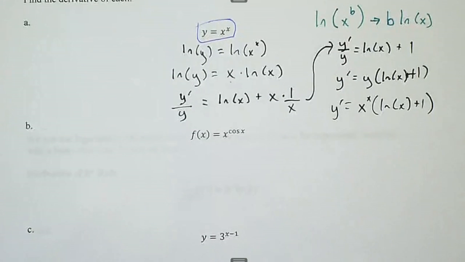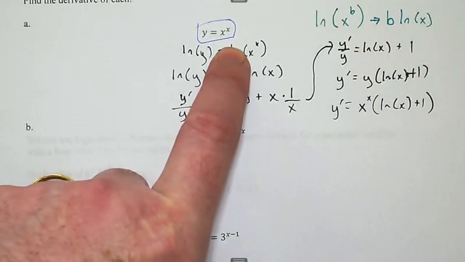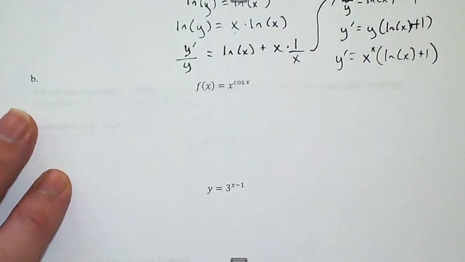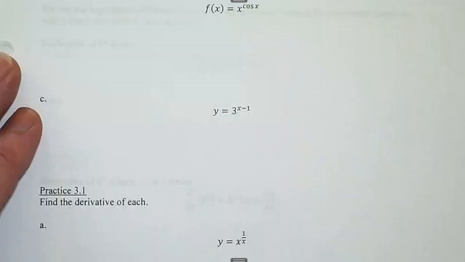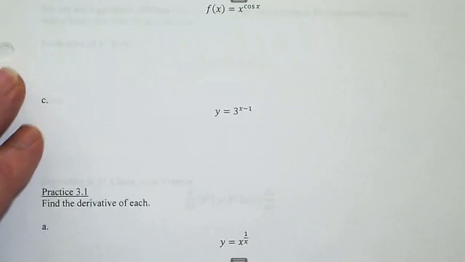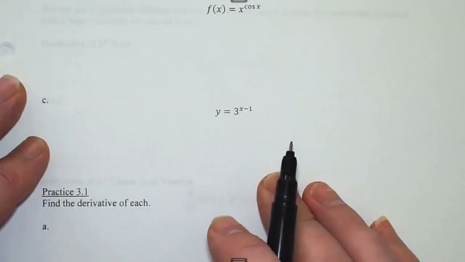Typically, logarithmic differentiation is used when you have an exponent that is x and you don't have a base e. We know the derivative of e to the x or e to the u is e to the u times u prime, but I don't have anything for x to the x. All right, let's try the next one. All right, find the derivative of x to the cosine x.